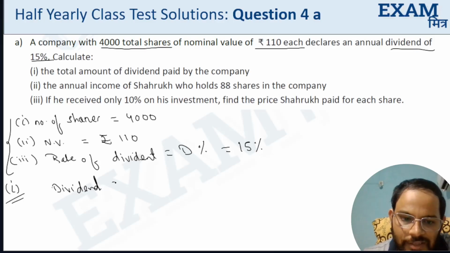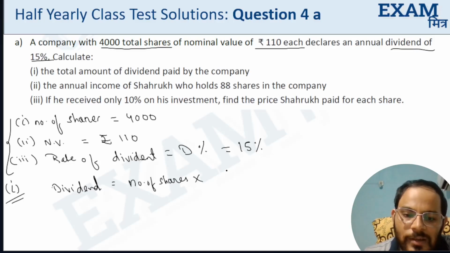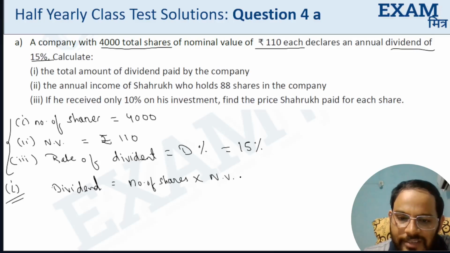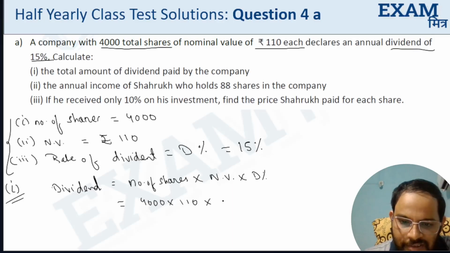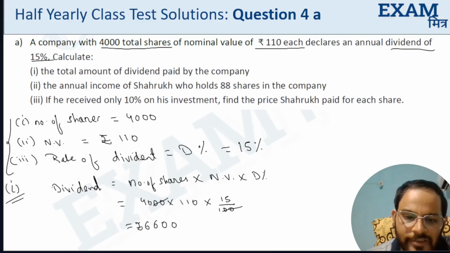So we have dividend equals the number of shares on which the dividend is being paid out, times the nominal value of each share, times the rate of dividend, that means D%. So the number of shares is 4,000, the nominal value is 110, and the D% is 15%. So I can write it as 15 upon 100. This gets to 6600. That means this is the amount of dividend that the company is paying over the total number of shares.